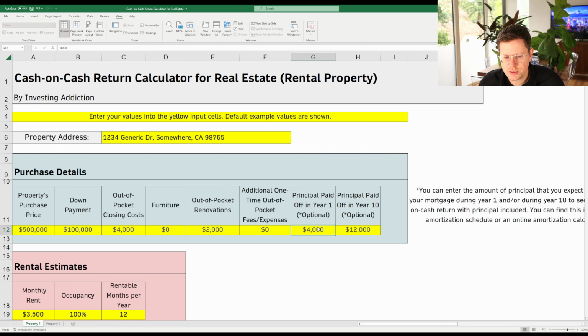So these two cells here, asking for how much principal is paid off in year 1 and year 10, are optional. Like, the spreadsheet will still work if you don't input these numbers, but I recommend that you do, because you're going to see how much higher the cash on cash return is when you include the amount of principal that's being paid off each year.